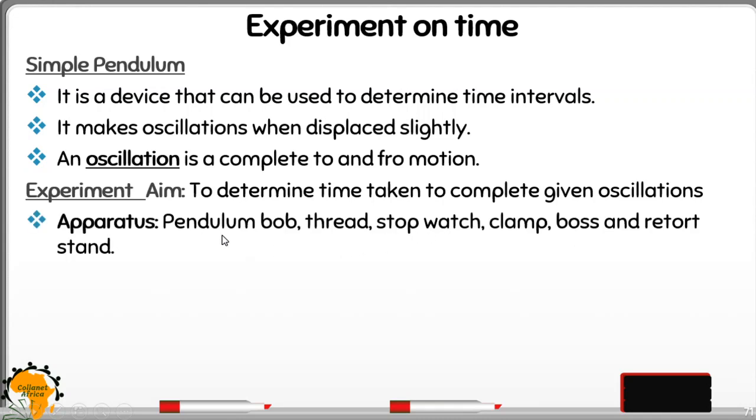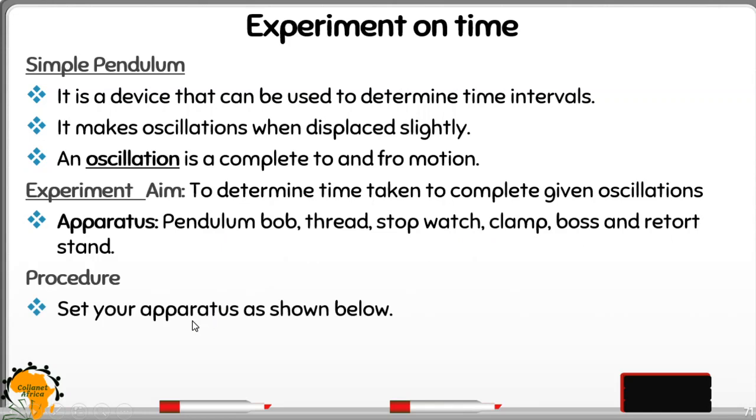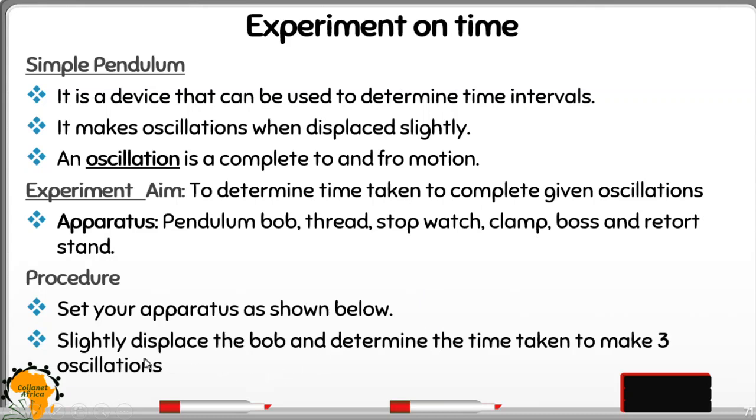We have apparatus: pendulum bob, thread, stopwatch, clamp, boss, and retort stand. Procedure number 1. Set your apparatus as shown. We are going to see it on our next slide. Then number 2, slightly displace the bob and determine the time taken to make 3 oscillations.